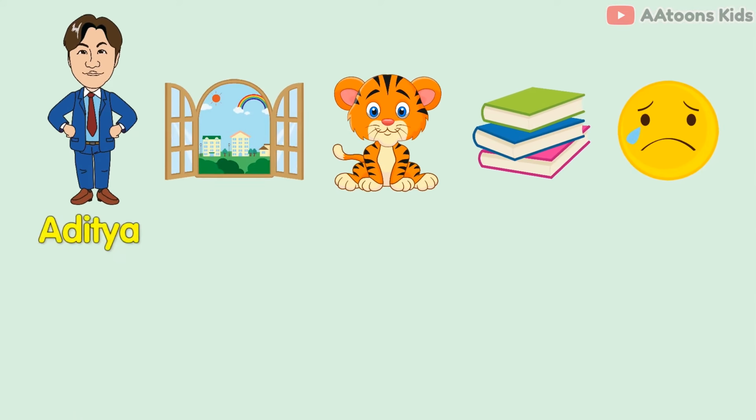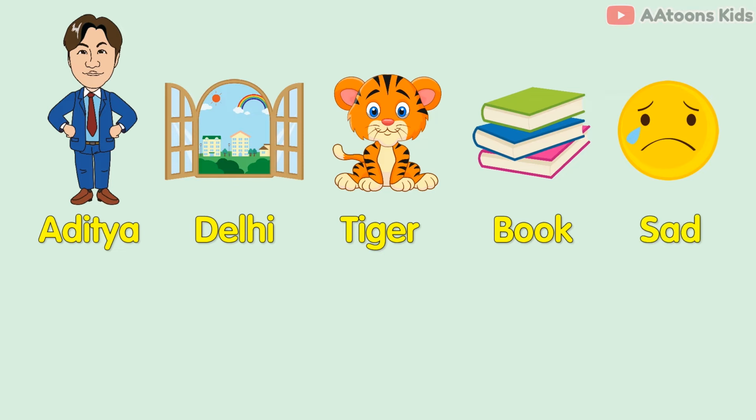Person. Aditya is the name of a person. Place. Delhi is the name of a place. Animal. A tiger is an animal. Things. A book is a thing. Feelings: angry, happy, sad, etc. These all are the examples of noun.